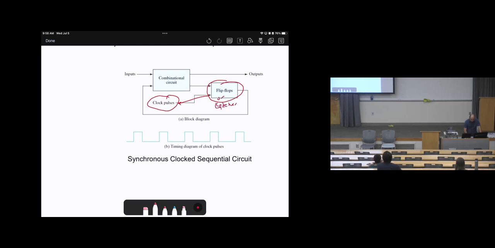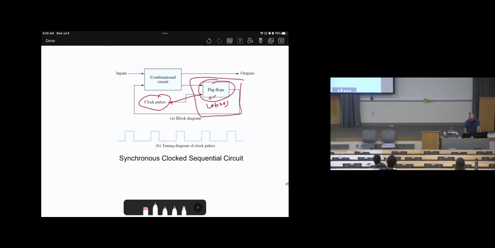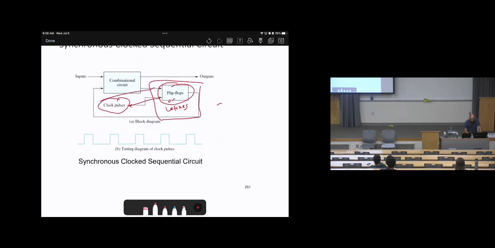But why are we using flip-flops? Because flip-flops are better than latches, and they are what's used in real life. What are the differences? We will discuss this in this course. So flip-flops and clock pulses, these two are memory elements.